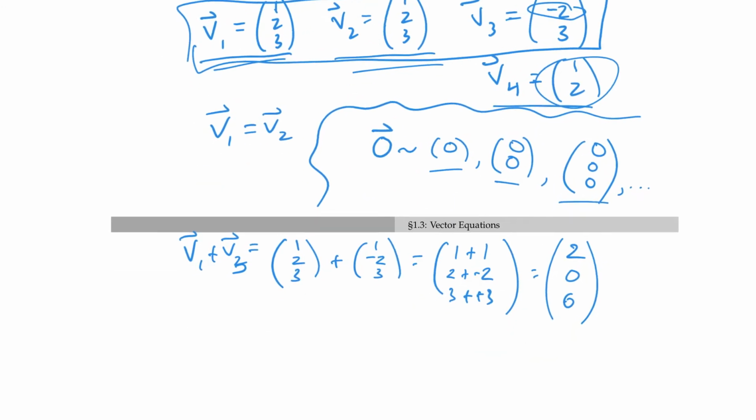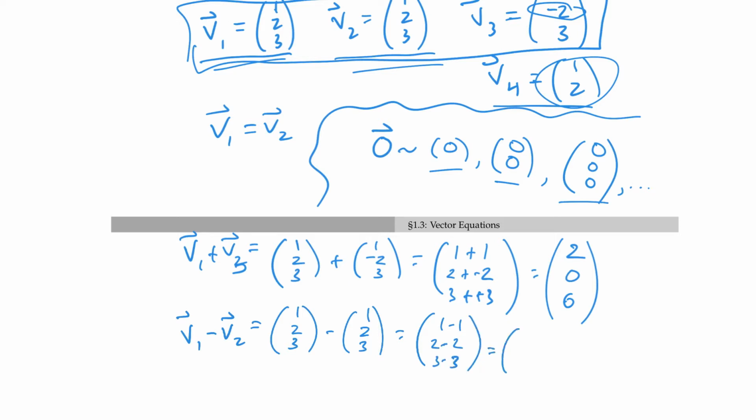If I were to do their difference, say v1 minus v2, well, that is (1, 2, 3) minus the quantity (1, 2, 3). Well, that's 1 minus 1, 2 minus 2, and 3 minus 3, which is (0, 0, 0). I think we all could also notice that this is the 0 vector. It's a nice little way of writing that.